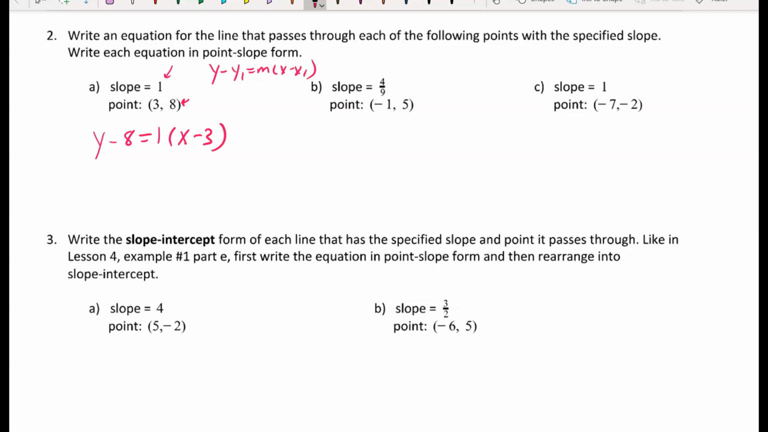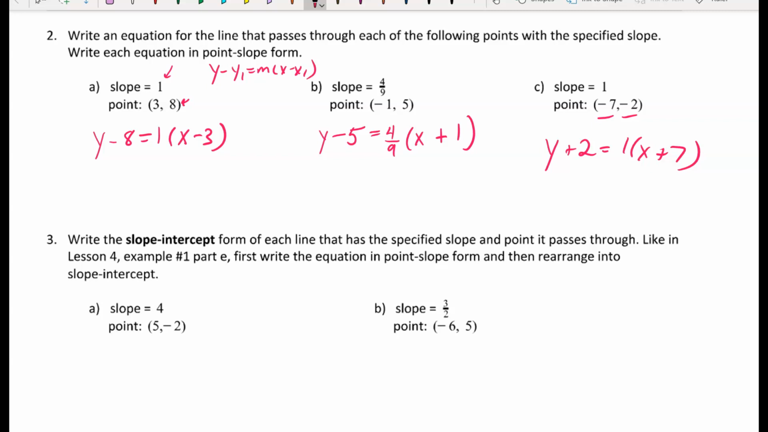I'll do that again for B. y minus my y coordinate of the point equals my slope times x minus, now instead of writing minus a -1, I'm just going to change this to +1 here. For C, I'm going to do the same thing, but notice both of my coordinates are negative. So when I write the equation, minus a -2 becomes +2, and minus a -7 becomes +7.